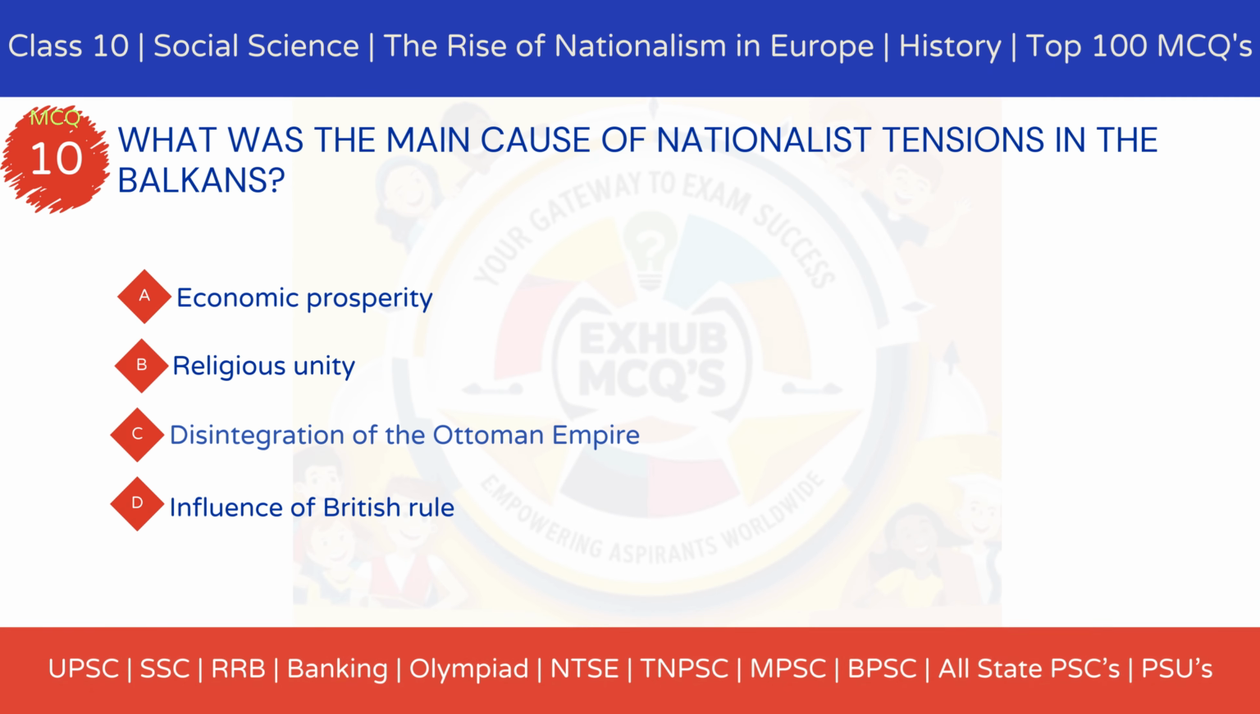MCQ 10. What was the main cause of nationalist tensions in the Balkans? Option A. Economic prosperity. Option B. Religious unity. Option C. Disintegration of the Ottoman Empire. Option D. Influence of British rule.